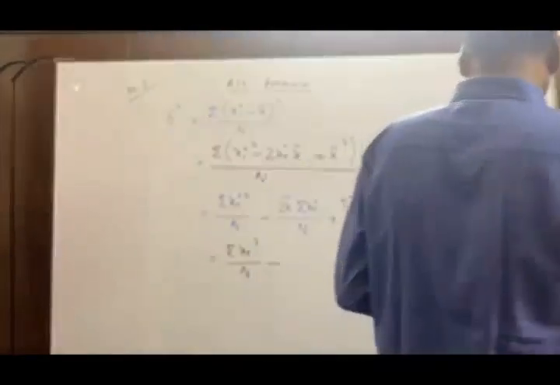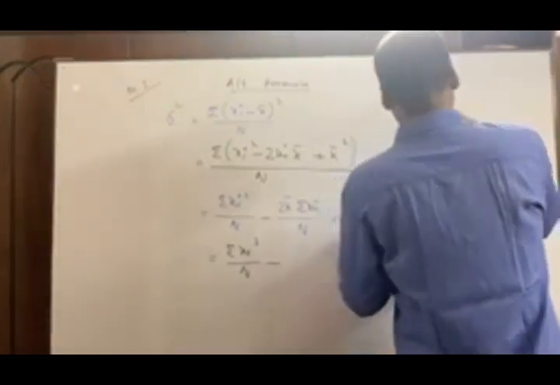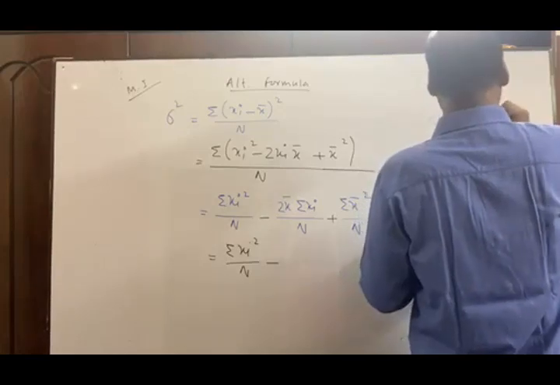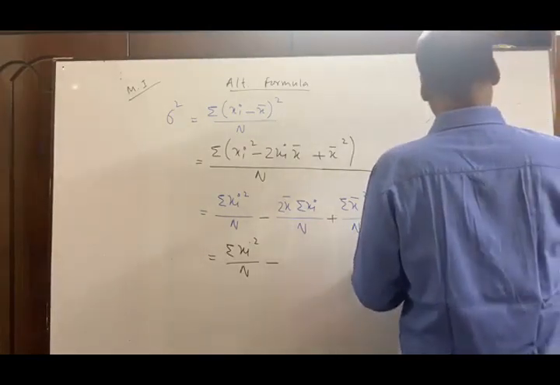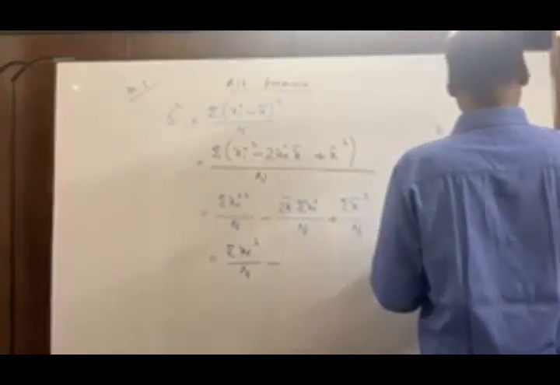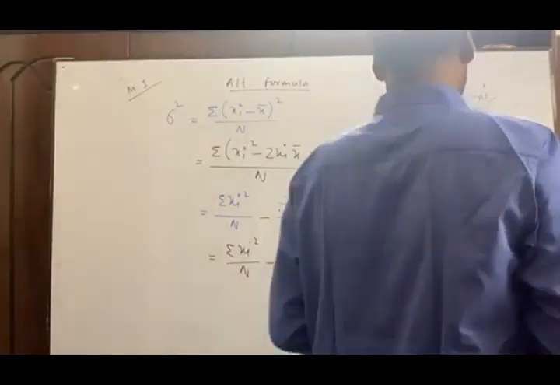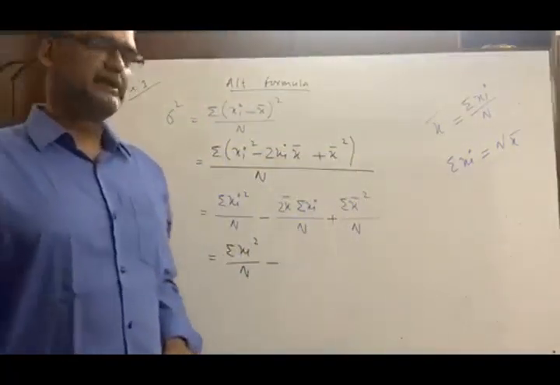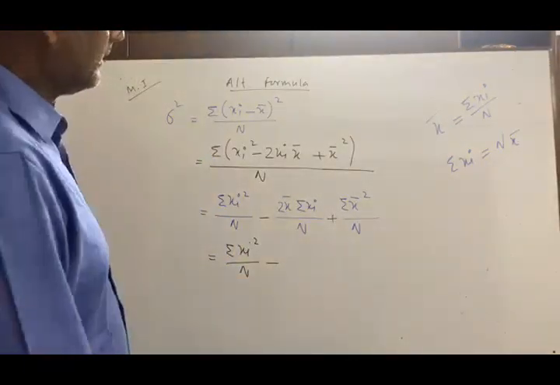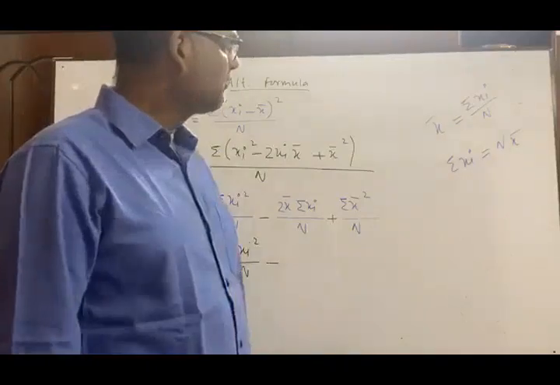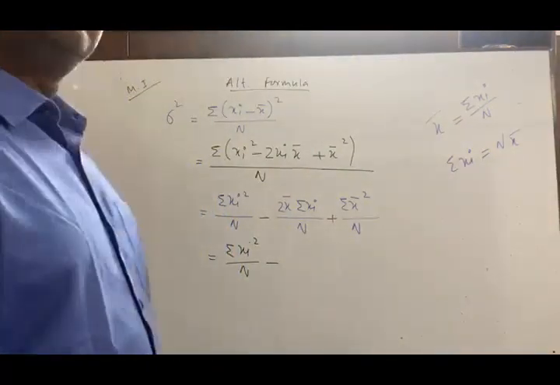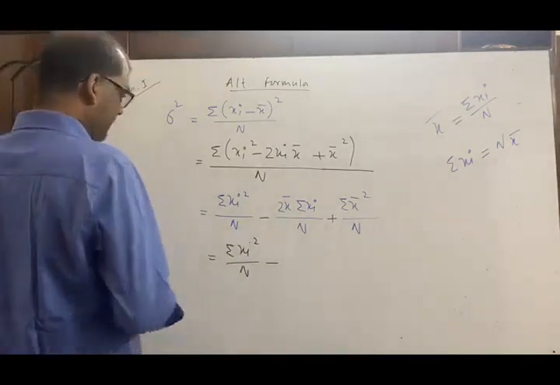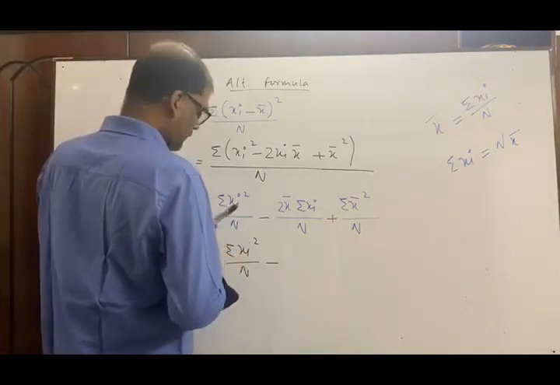What is the formula of x bar? X bar is equal to summation xi by n. From here we can write summation xi is equal to n x bar. Have you seen? This is the formula. X bar equals summation xi by n. Then from that formula we can find sum of xi by multiplication, n x bar. So we can write here like this.